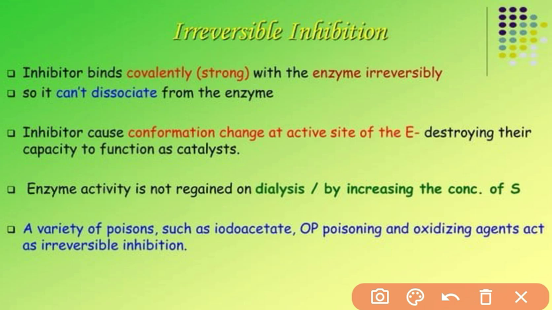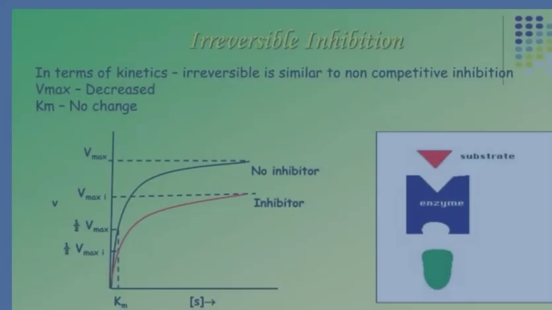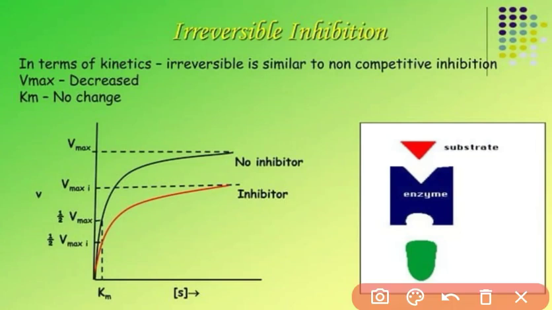A variety of poisons such as iodoacetate or reactive oxygen species are irreversible inhibitors. In terms of kinetics, irreversible inhibitors are similar to non-competitive inhibition.